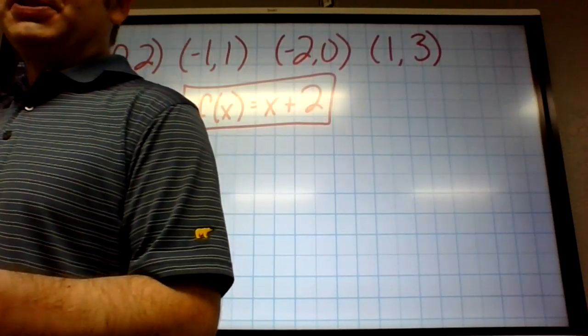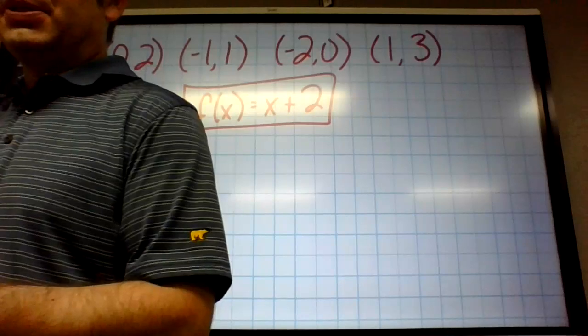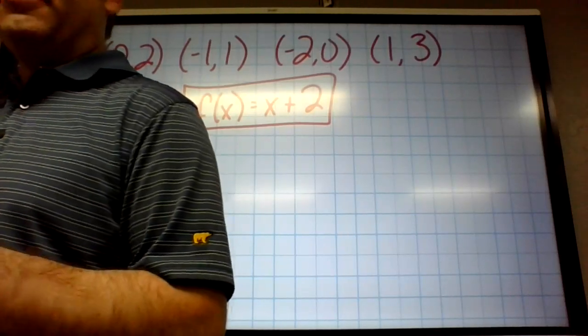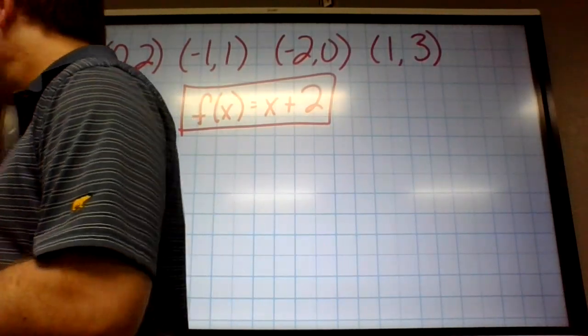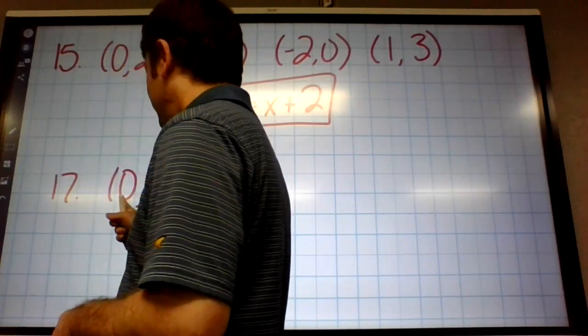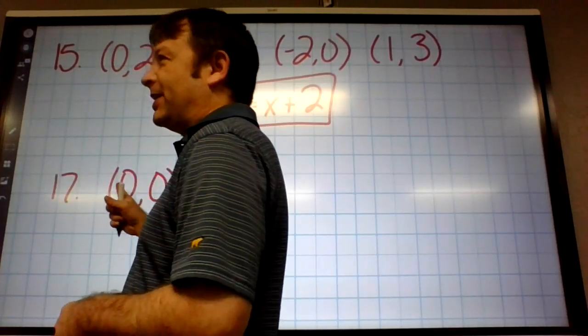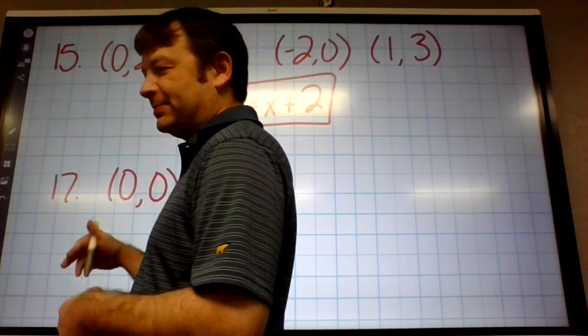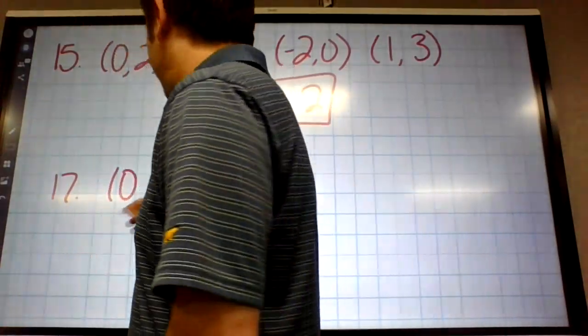So 17, just like 15, we need to find some points that are on that graph. Can anybody identify a point? 0, 0. Okay, that's probably the least helpful because you could do plus 0 or times 7 or times 3. Negative 3, negative 1. Okay, negative 3, negative 1.